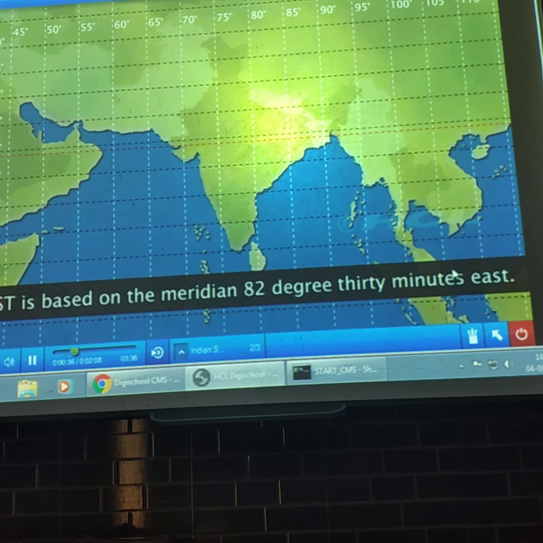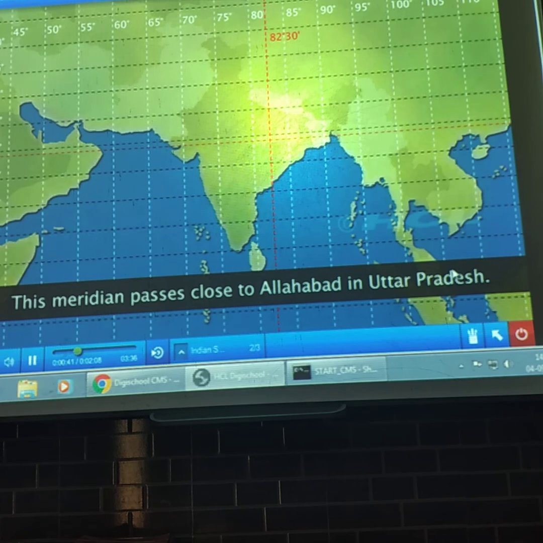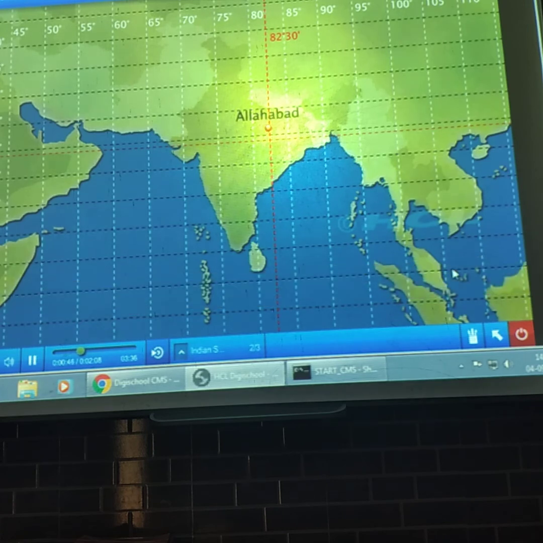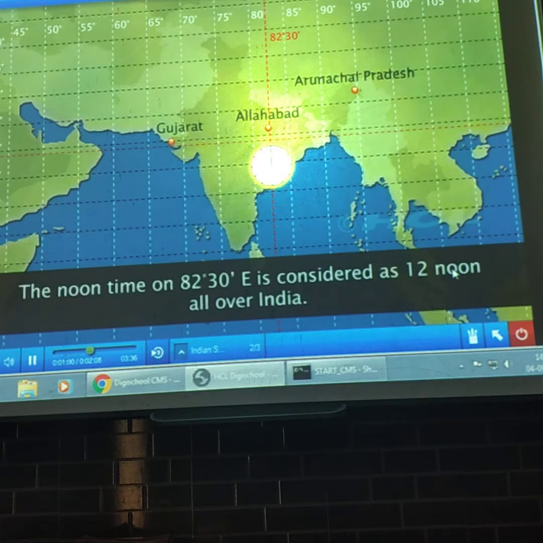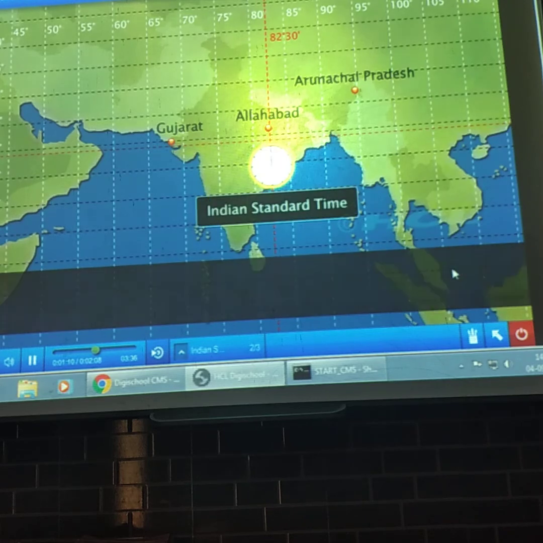IST is based on the meridian 82 degrees 30 minutes east. This meridian passes close to Allahabad in Uttar Pradesh. When the sun is overhead here, the time is assumed to be 12 noon in India. Actually, at that time, it is already past noon in Arunachal Pradesh and not yet noon in Gujarat. Even then, the noon time on 82 degrees 30 minutes east is considered as 12 noon all over India. This time is known as Indian Standard Time.